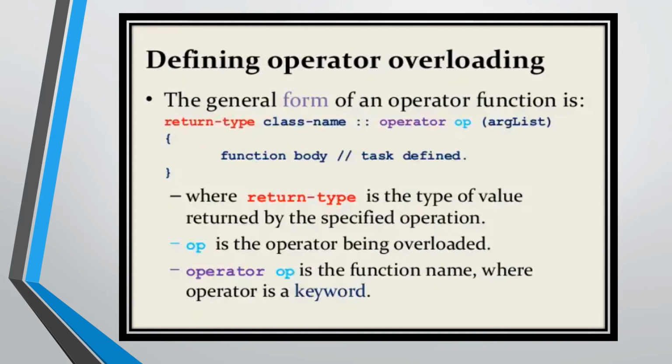Now we'll see the syntax or the definition of operator overloading. The general form of operator function is return type, class name, scope resolution operator, operator, OP in brackets, arg list. Then in braces we write the function body. In this syntax, return type is the type of value returned by the specified operation. Means what is the data type of the value that is going to be returned from this function, we have to write over here.